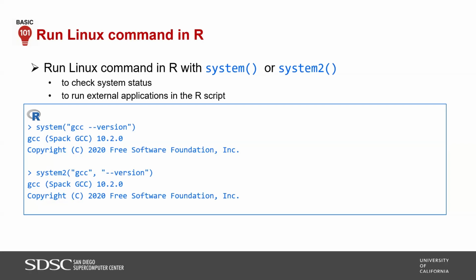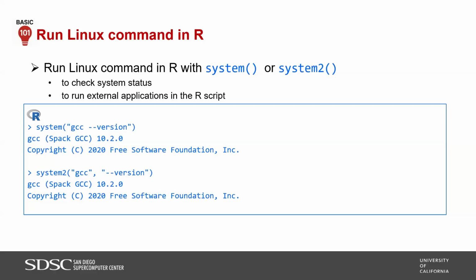You need to use them to check the system status. For example, you check certain environment variables that R can get in an R session, or sometimes if you need to install an R package that requires linking some external applications, then you need to set up those libs or header files in that R session. That's why you need to run the system or system2 functions.